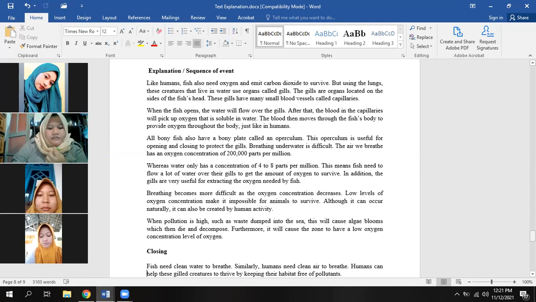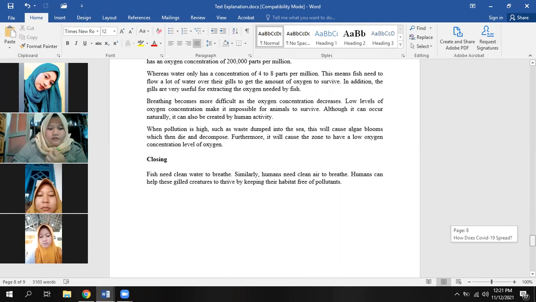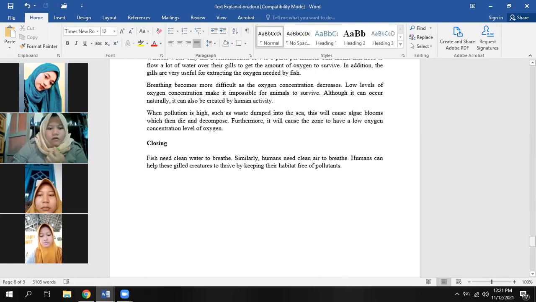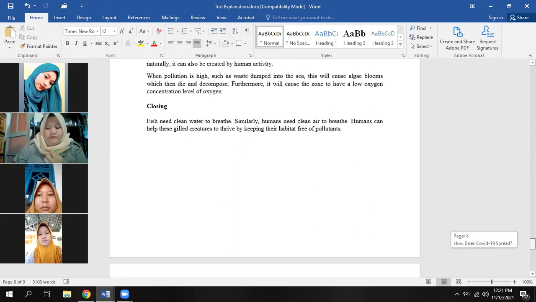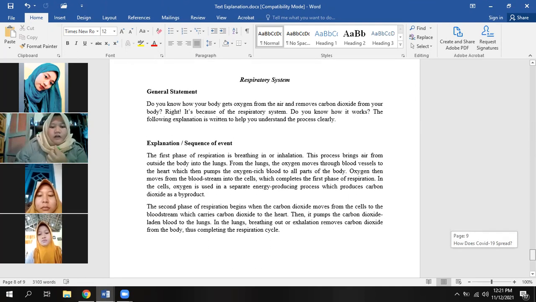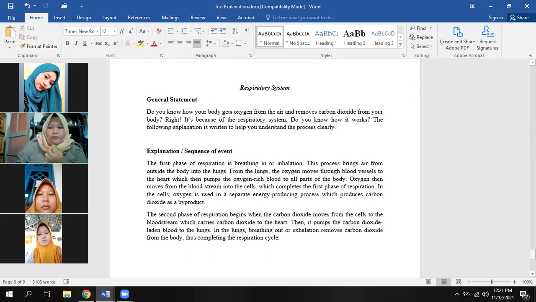Okay, the next is the closing. Fish need clean water to breathe. Similarly, humans need clean air to breathe. Humans can help these skilled creatures thrive by keeping their habitat free of pollutants. Okay, the next text will be explained by Wisanti Nabila. Okay, Wisanti Nabila, time is yours.